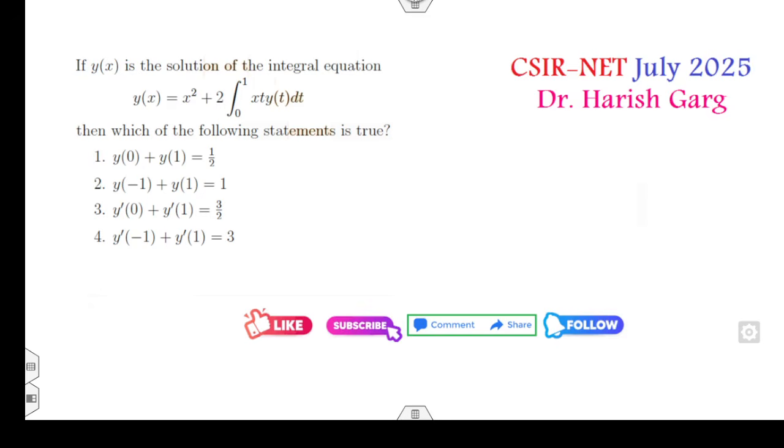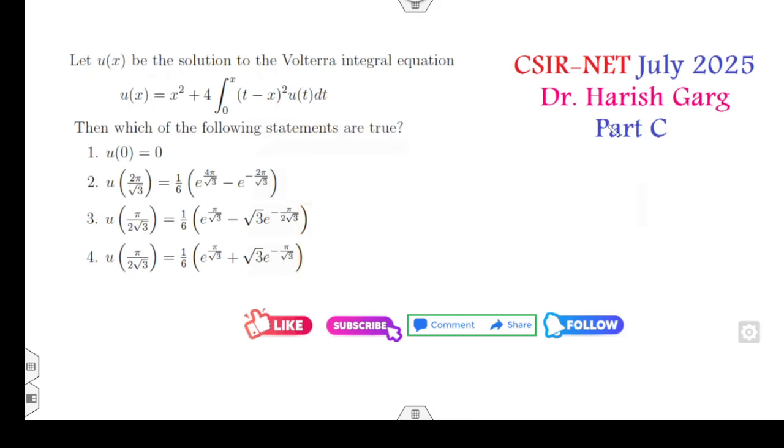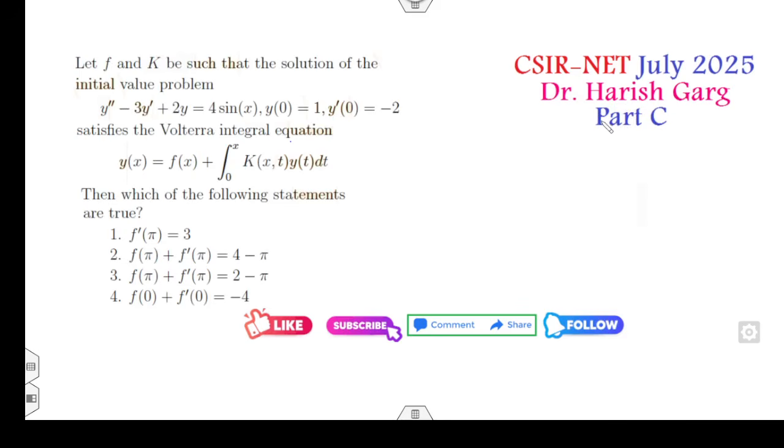Now, this year there were three questions. The first one is related to the Fredholm equation, from part B. The two more questions are related to the Volterra equations from part C, and again this is the Volterra equations from part C.